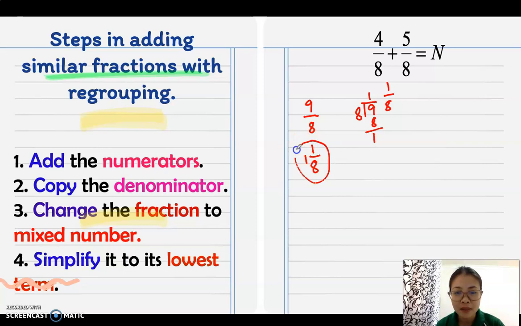Then simplify it to its lowest term, but 1 and 8 have no common factor, therefore it's already in simplest form. Therefore, the answer is 1 and 1/8. Again, when you regroup, make sure that the numerator is bigger than the denominator. Then you change it into a mixed number by dividing. The quotient is the new whole number and the remainder is the new part of the fraction.